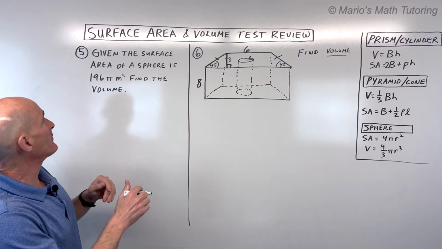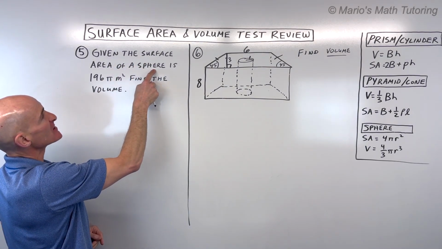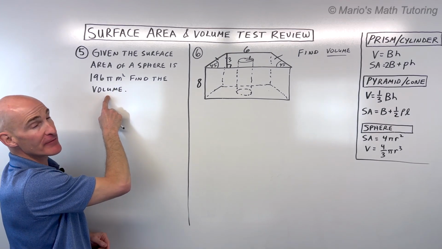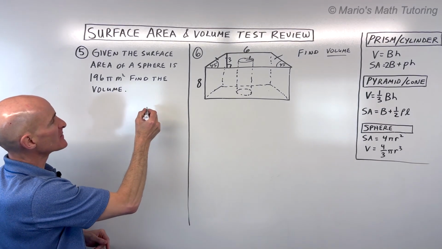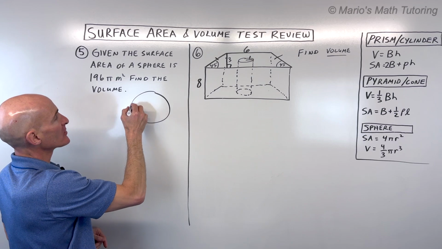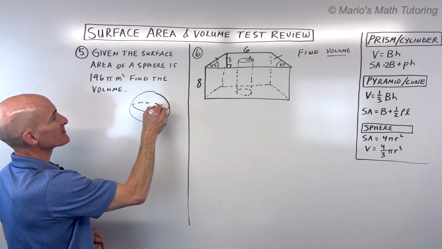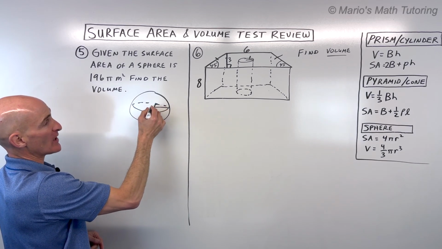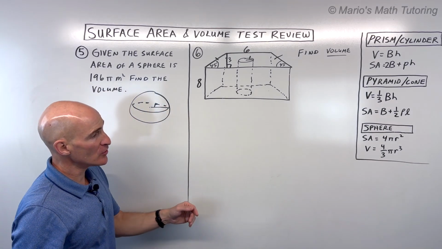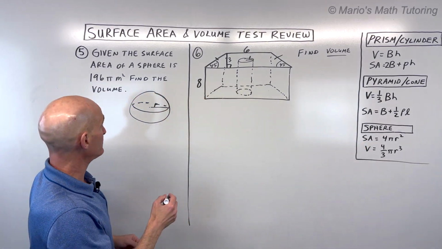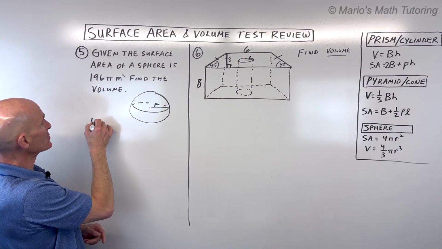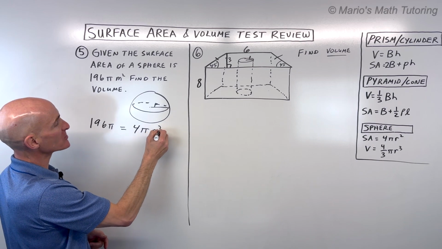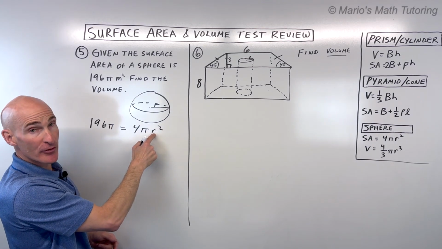But for number 5, it says, given the surface area of a sphere is 196 pi meters squared, find the volume. So when we think of a sphere, it kind of looks like a beach ball, more or less, right? And it really is just composed of that one dimension, the radius. And so what we're going to do is start with our surface area formula. They tell us the surface area is 196 pi meters squared, and that's equal to 4 pi r squared. We're going to use this to solve for the radius.